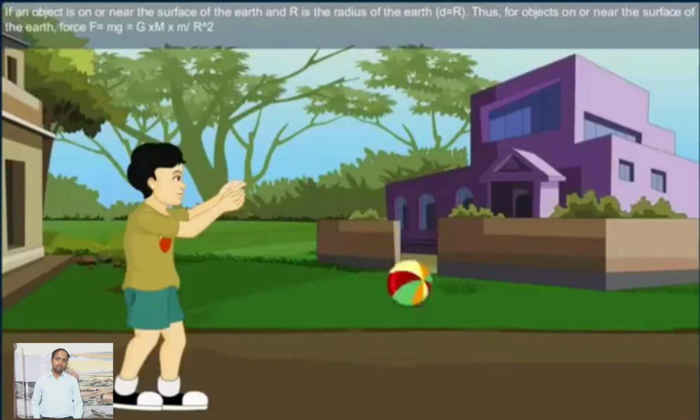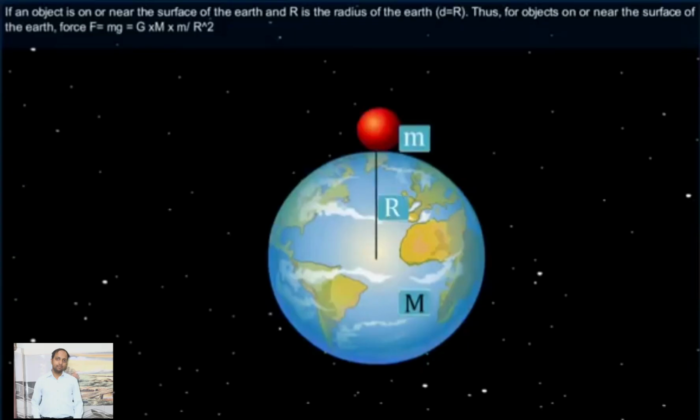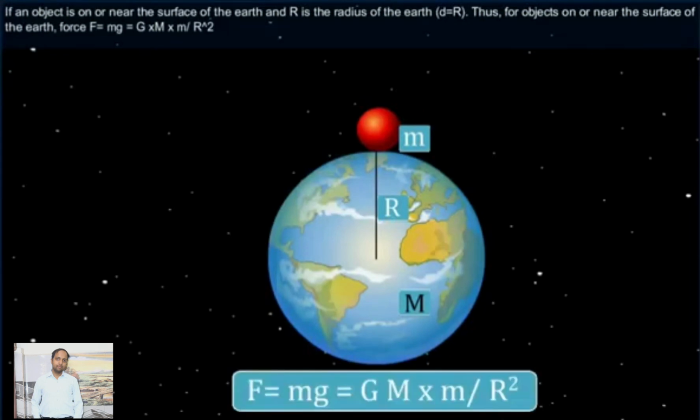If an object is on or near the surface of the earth and r is the radius of the earth, then for objects on or near the surface of the earth, force F is equal to mg is equal to capital G multiplied by capital M into m upon r square.